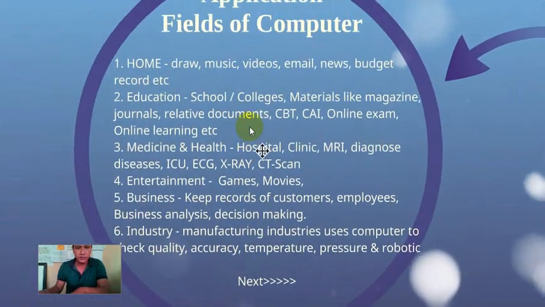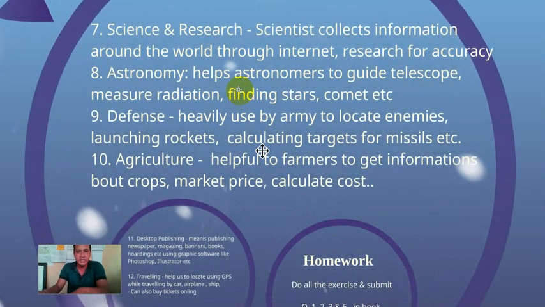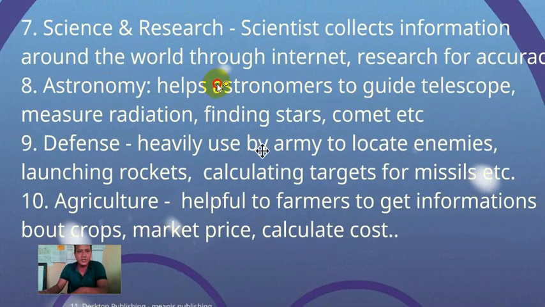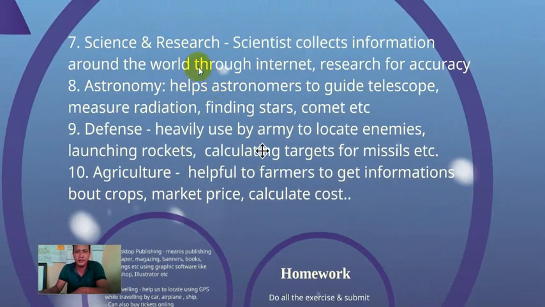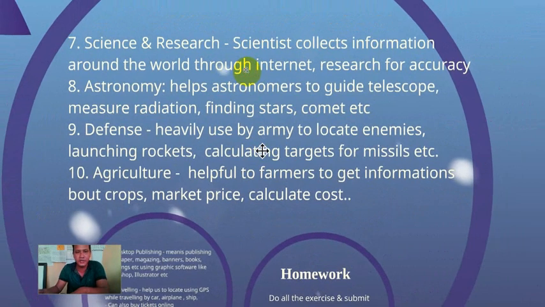Next one, let's go. Number 7 is science and research. Scientists collect information around the world through the internet. Okay, for the scientists, the computer is the most important thing. Without the computer, they cannot explore anything, they cannot do any research.